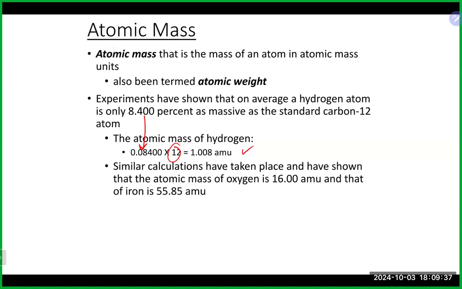Similar calculations have been done for things like oxygen, which is 16 AMU per atom, and iron, which is 55.85. Now, we can actually calculate the atomic mass of an element through a calculation. But again, we can see all these atomic masses, which are also sometimes referred to as the atomic weight of each of the elements, on the periodic table.